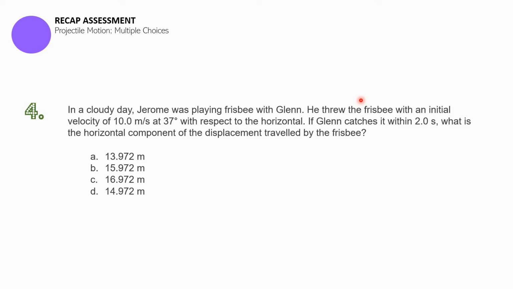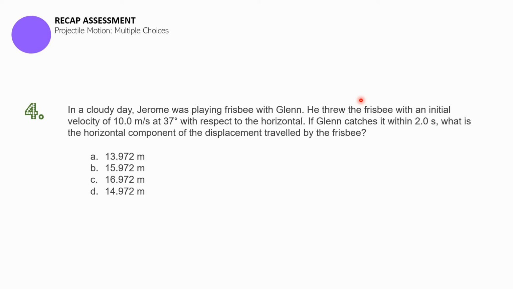Question number 4. On a cloudy day, Jerome was playing frisbee with Glenn. He threw the frisbee with an initial velocity of 10 meters per second at 37 degrees with respect to the horizontal. If Glenn catches it within 2 seconds, what is the horizontal component of the displacement traveled by the frisbee? A. 13.972 meters. B. 15.972 meters. C. 16.972 meters. D. 14.972 meters. We're a bit technical with C and D. Actually, you can also read 13.972 thousandths meters for letter A, and 15.972 thousandths meters for letter B. Yeah, I think that is how they're supposed to be read.